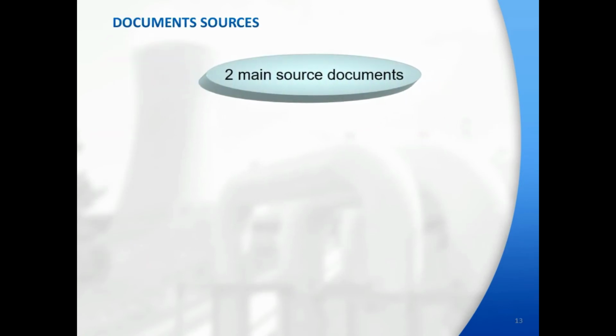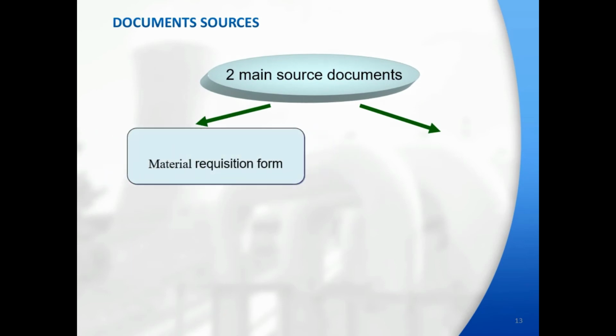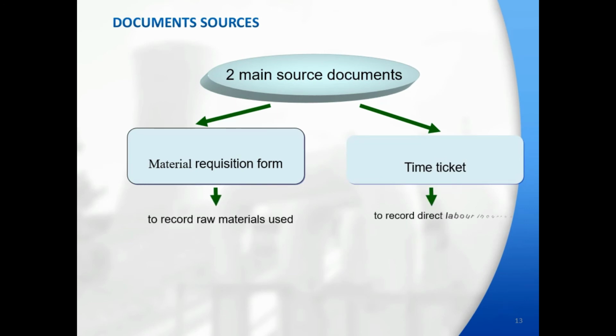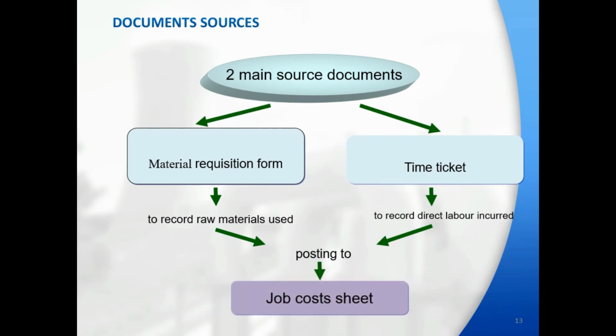As a conclusion, there are two main source documents, which are the material requisition form and time ticket. The material requisition form records raw material used, while the time ticket records direct labor incurred. These will be posted to the job cost sheet.